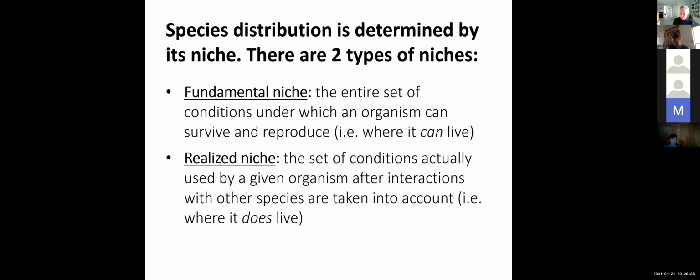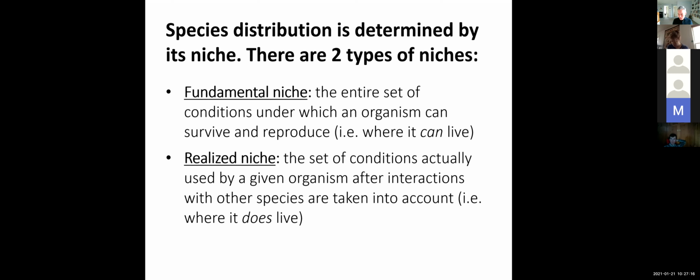However, the place where the animals actually live is known as the realized niche. So the realized niche is the set of conditions that are actually used by a given organism after interactions with other species are taken into account, right? So even though maybe mice can live in the entirety of a forest, you might find their populations only in one specific area because owls and hawks don't frequent that area for whatever reason. And so the populations of the small rodents tend to congregate in that area because it's safer from the predators.